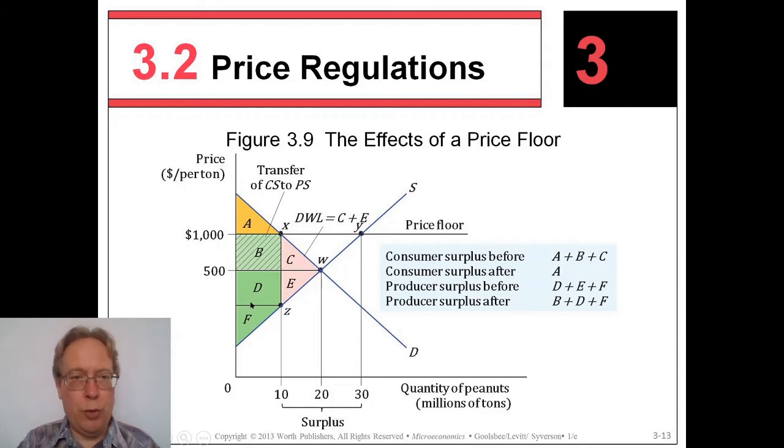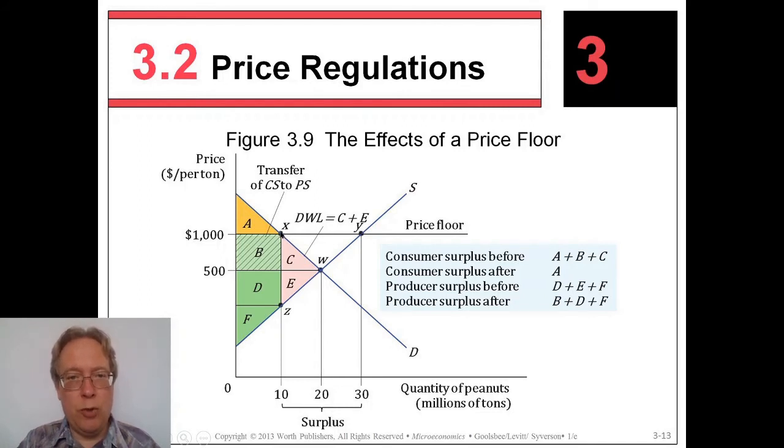And producer surplus would be the area below price above supply, so that would be D plus E plus F. But now we impose a price floor of 1,000. So supply at that price would be this, but demand is only this amount. Since we cannot force people to eat peanuts, this will be the amount traded on the market. Only the 10 million tons will be traded.